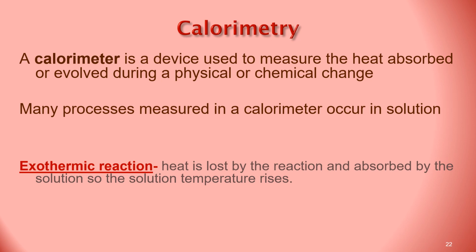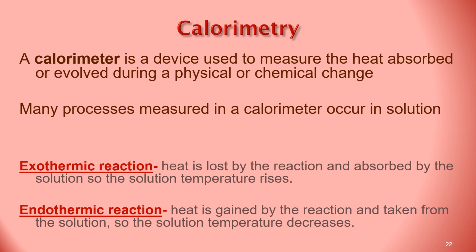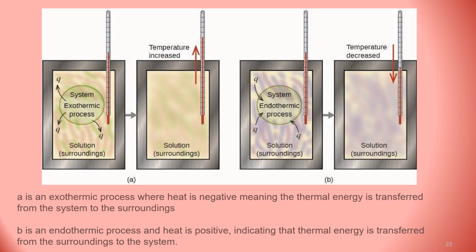If the temperature change goes up, that means that process is exothermic, that heat is being released. It's being absorbed by the water, which is where the temperature is going up. So an endothermic reaction, then, heat is gained by the reaction. It's taken from the solution around it, and so the solution temperature will decrease. So if we have this calorimeter and the temperature drops, that means it's an endothermic reaction.